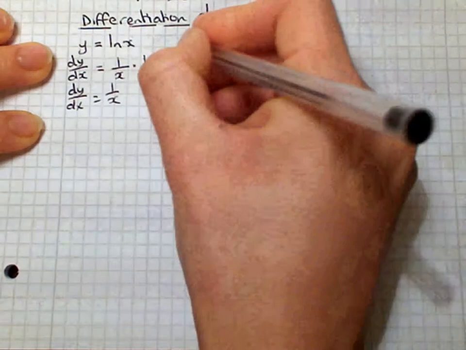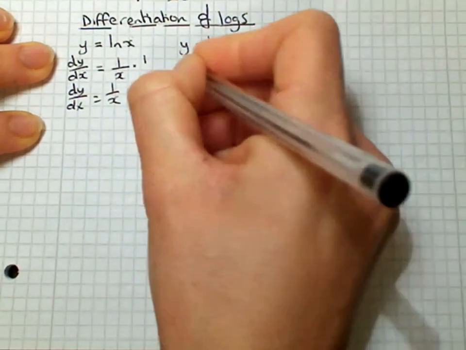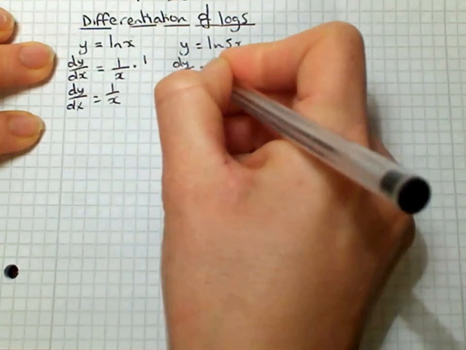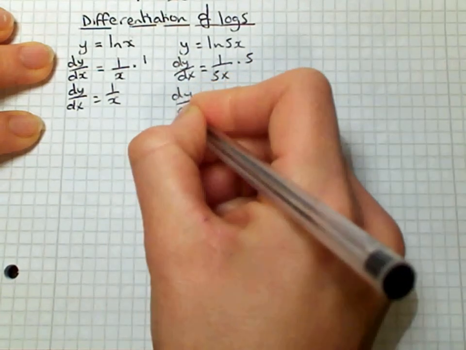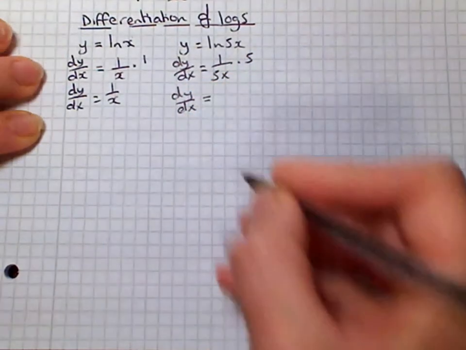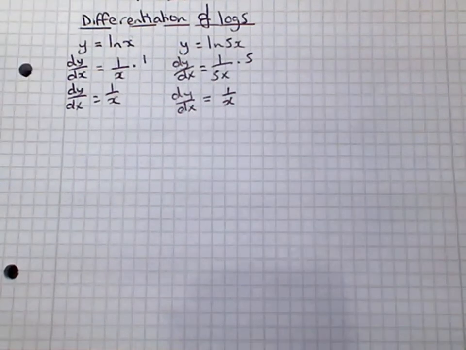Okay, so if you had y equals the ln of 5x, dy/dx is equal to 1 over 5x by 5. So dy/dx simplifies down, the two 5's cancel, so you're left with 1 over x.